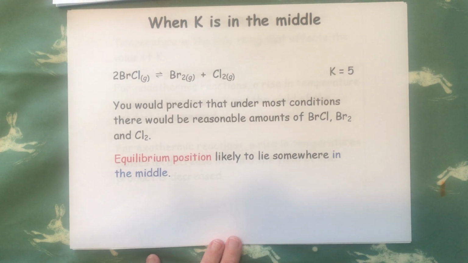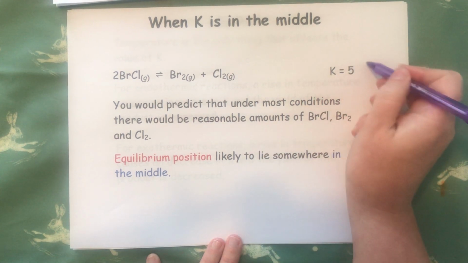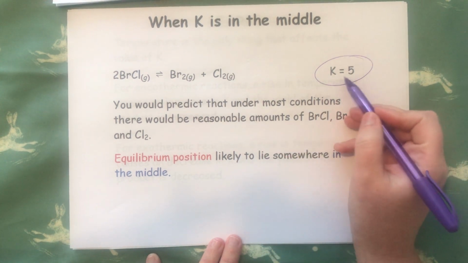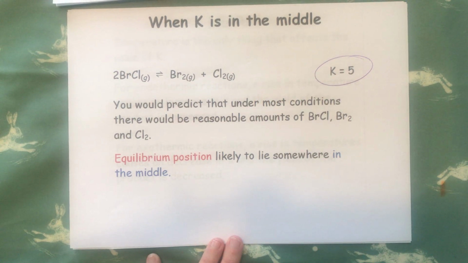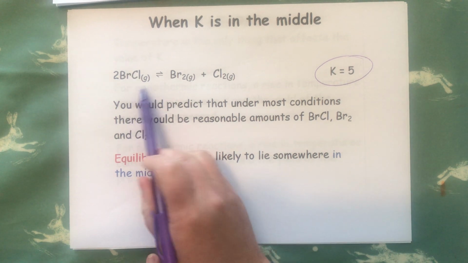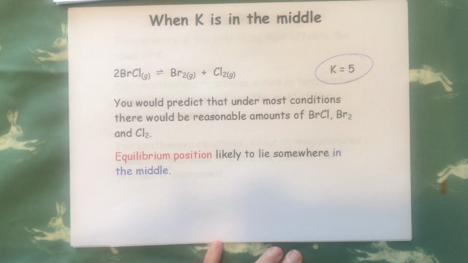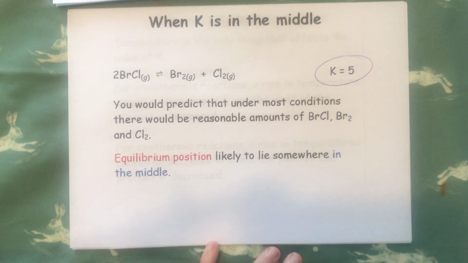You will also see some examples where K just lies in the middle, a kind of in-the-middle value, anything from like 0 and in single digits. That means that our concentrations are more or less equal. Just refer to that table that I pointed out in your question booklet there.